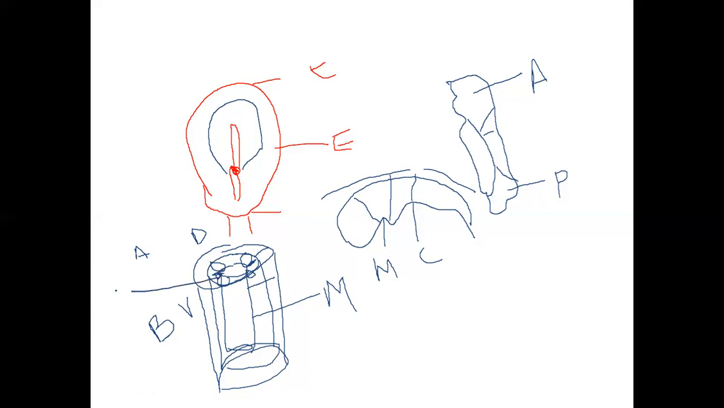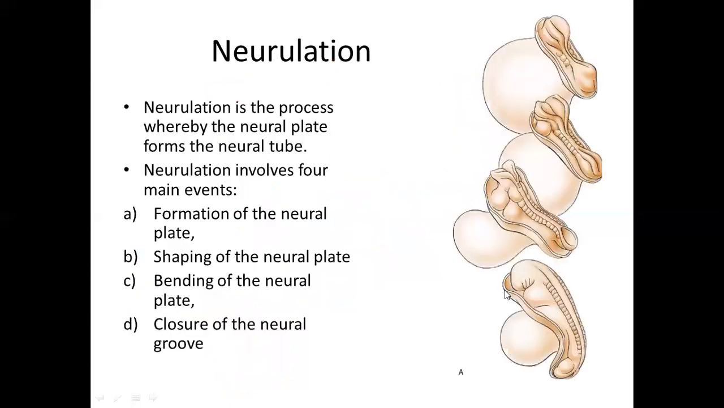This is known as sulcus limitans, right? So now with this brief knowledge, we will start with our class. So firstly, what is neurulation? Neurulation is the process by which the neural plate transforms into a neural tube. So neurulation, if you remember, involves four main events.